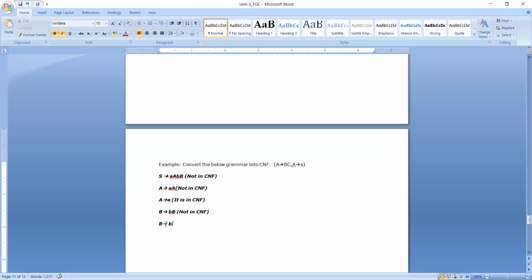Then what about the last one? Is it available in this form or not? We have a variable which is producing one terminal. You can see here B derives to small b. Yes, it is available in our required form, so it is in Chomsky normal form. So finally, from the given input grammar, we have identified that two productions are available in CNF form.